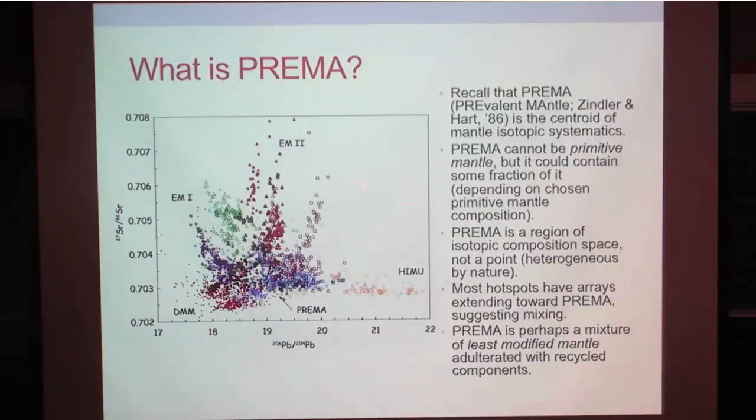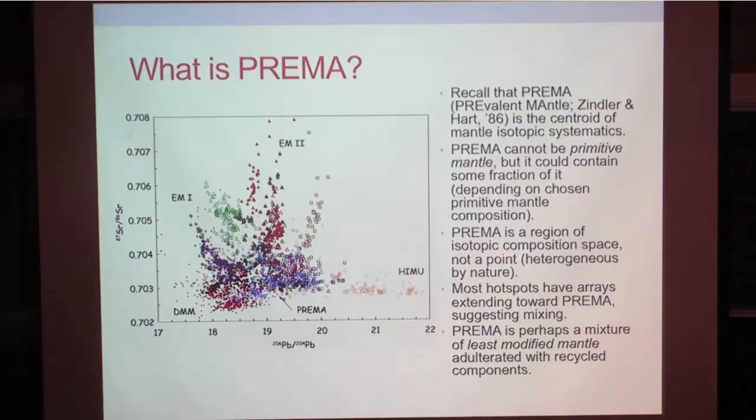Okay, so what about this PREMA? Recall that PREMA is the centroid of these points. It can't, by the way, be primitive mantle because isotopically it doesn't work. Trace element-wise, it doesn't work. But it could contain some fraction of primitive mantle. It could in part be primitive mantle.